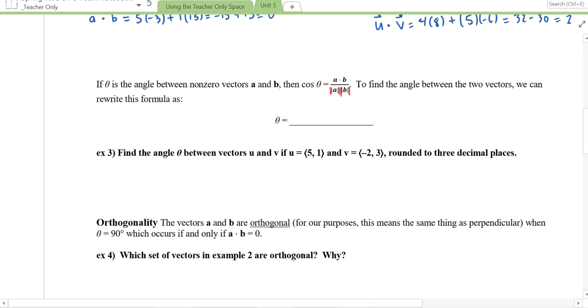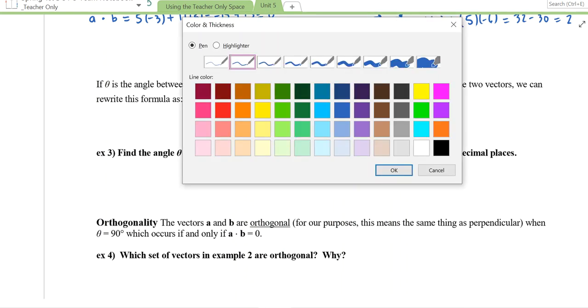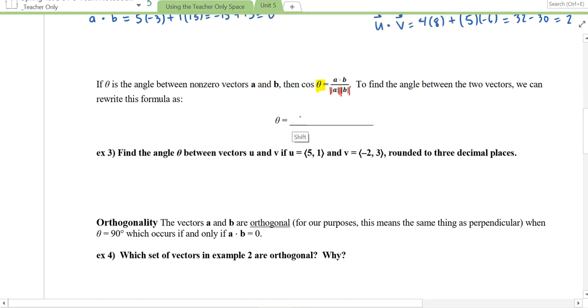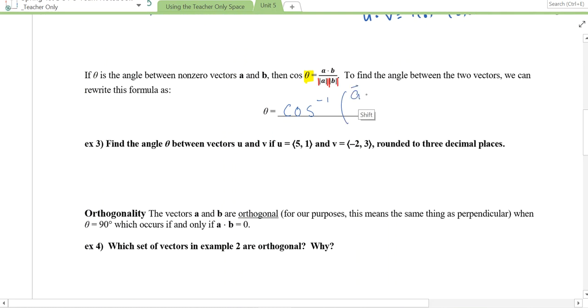Then we can find that angle by taking the dot product of vector A and B and dividing by the product of their magnitudes. So if we want to solve for this angle, remember how we solve for angles? We have to do the inverse of it. So to find that angle, we have to find the inverse cosine of that dot product divided by the magnitudes. Okay, that's going to be hard to see, so let me go up a little bit more. There we go.